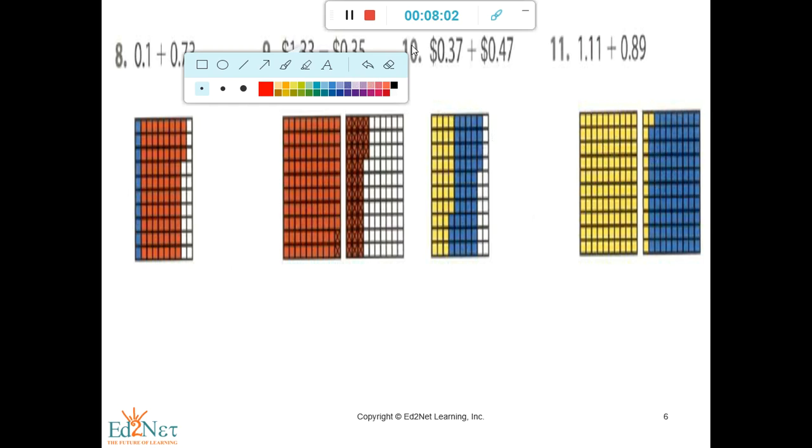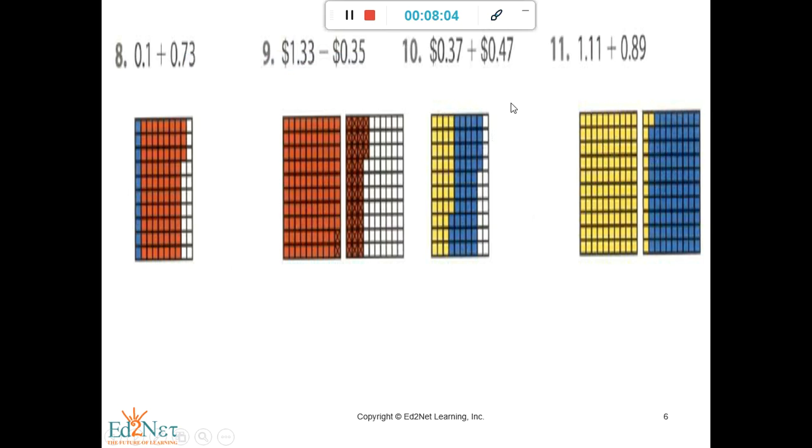Let me show you the answers. These are our answers as we mentioned before. As you can see, this is the way of adding and subtracting decimals using models. I hope it's clear for you.